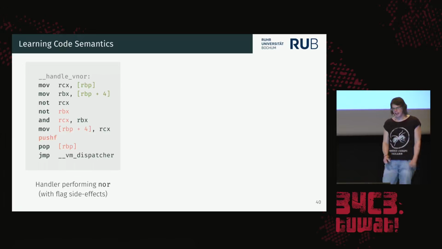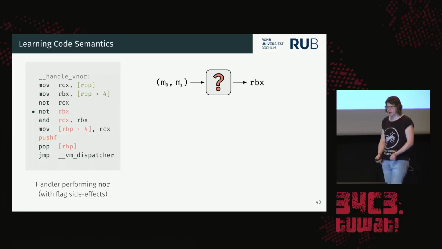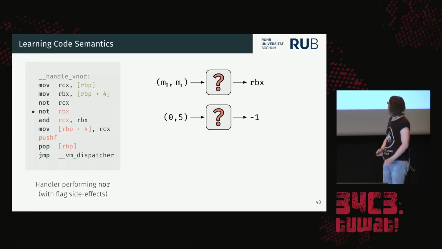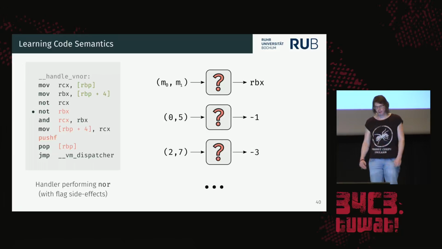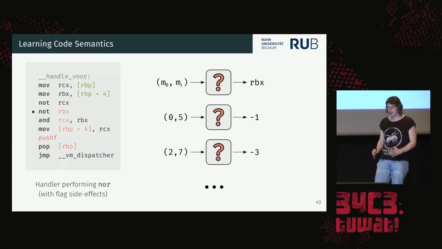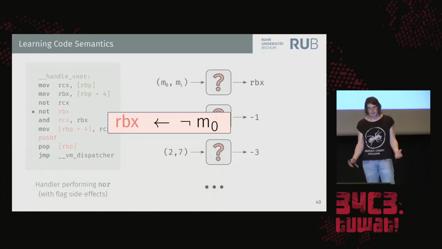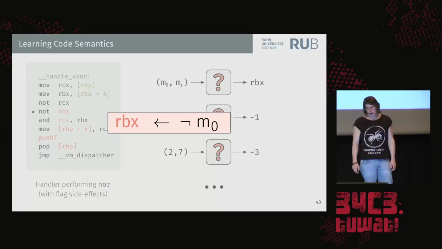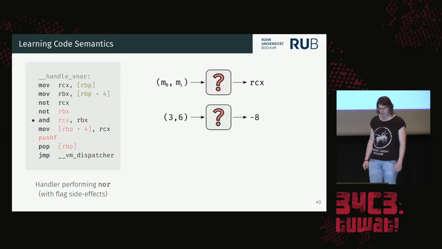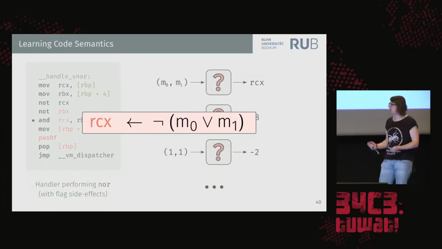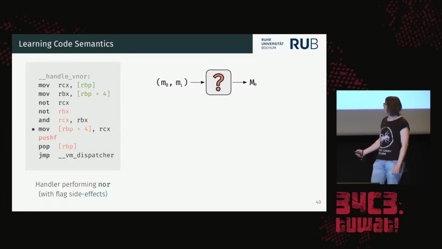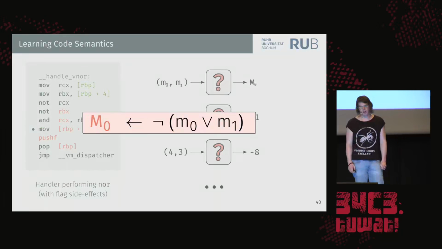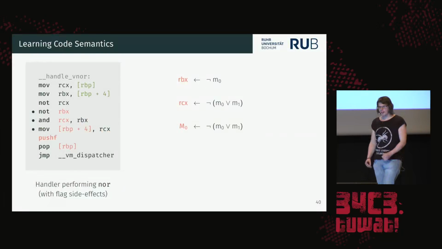Then we treat this again as a black box, generate random inputs, feed them into our black box and observe the output, in this case RBX. We do this many times, about 20 or 30 times. And then we synthesize this output, and we learn that RBX is not M0, where M0 is, in this case, the first memory cell. We do the same for RCX and learn that this is basically the NOR of these operations. And finally, we do it for this one, and there we also learn that this is a NOR. To conclude, we learn the semantics of the two NORs and the negation at the top.